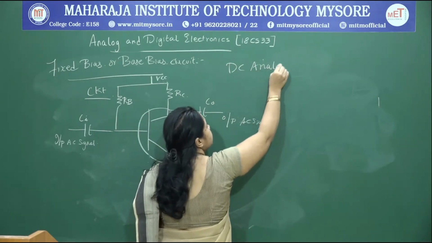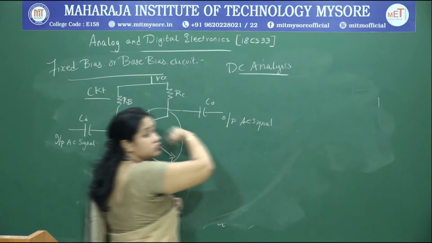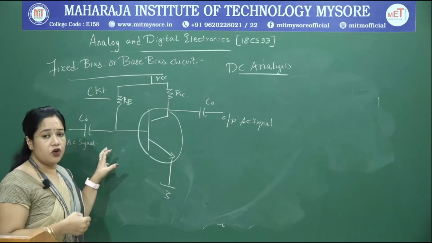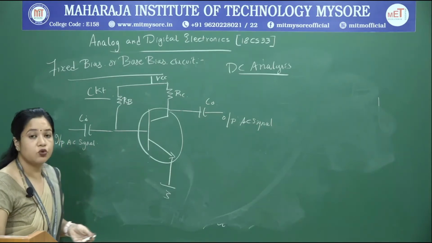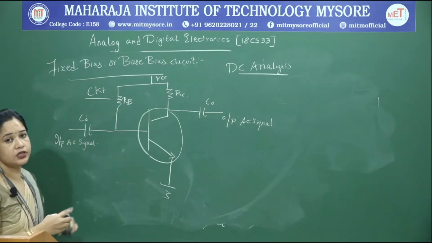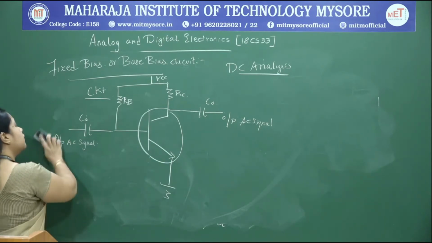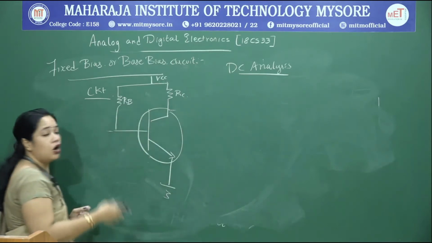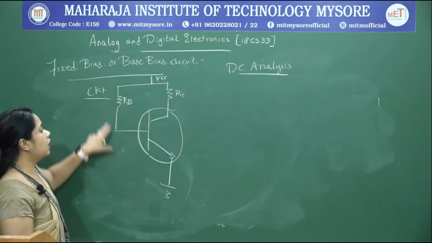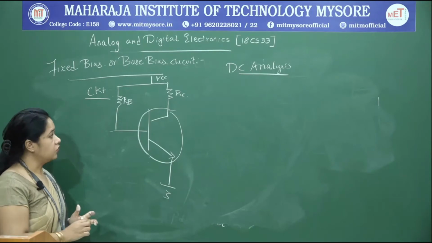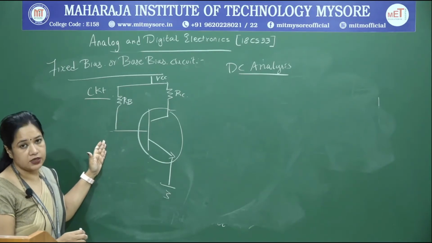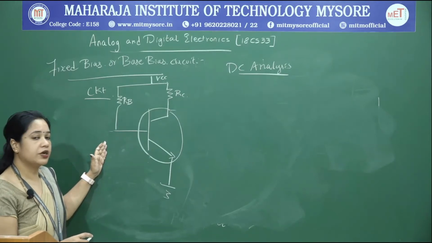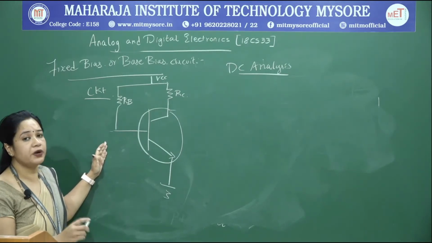We want to analyze the behavior of the circuit, that is, we need to determine the operating point and do the load line analysis. For this, we need to remove all the AC signal and analyze the circuit in the presence of DC alone. So, I remove the input AC signal and the output AC signal, and now we will analyze the circuit. This circuit analysis we call DC analysis, and what we have to do here is define the operating point.